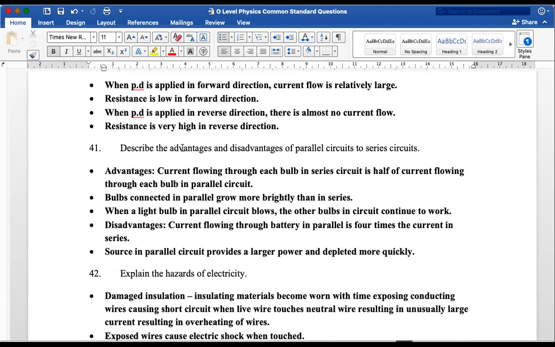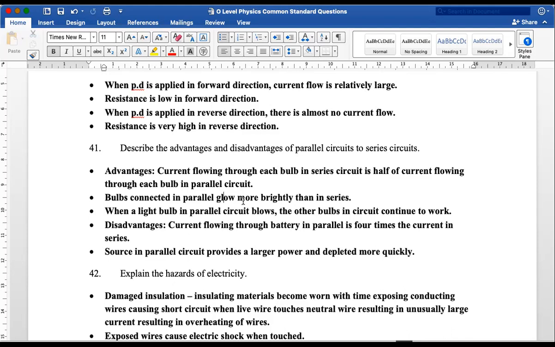Describe the disadvantages and advantages of a parallel circuit compared to a series circuit. Advantages. Current flowing through each bulb in the series circuit is half of the current flowing through each bulb in the parallel circuit. Bulbs connected in parallel glow more brightly than in series. When a light bulb in a parallel circuit blows, the other bulbs in the circuit continue to work. Current flowing through the battery in parallel is 4 times the current in series.